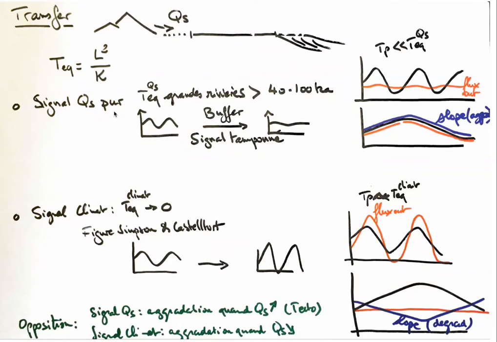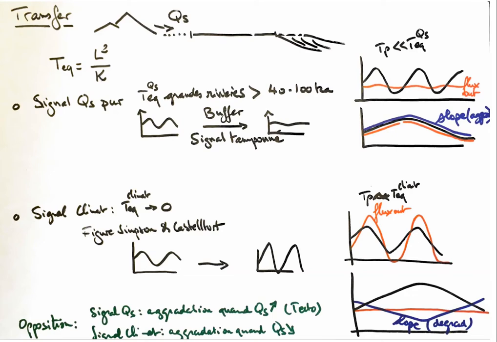And so here I distinguish two types of signals, because the equilibrium time, as we already have discussed, is a function of those two parameters. But K itself is a function of the water, for instance, or the size of the grains. The efficiency of the system is a function of water discharge, grain size, perhaps even flux.